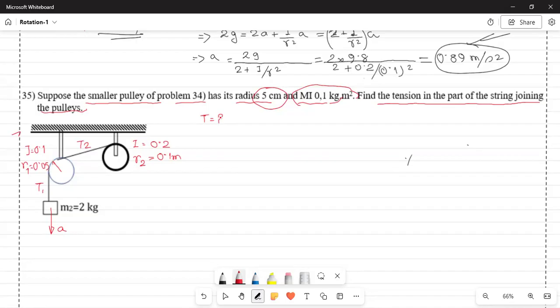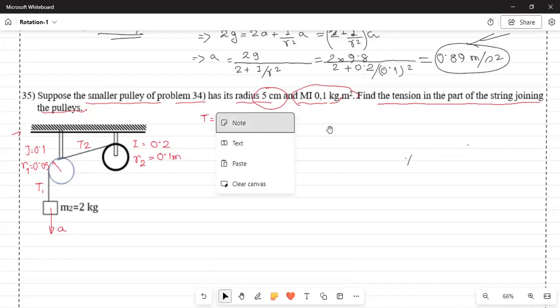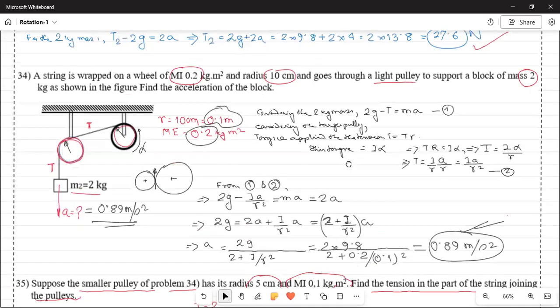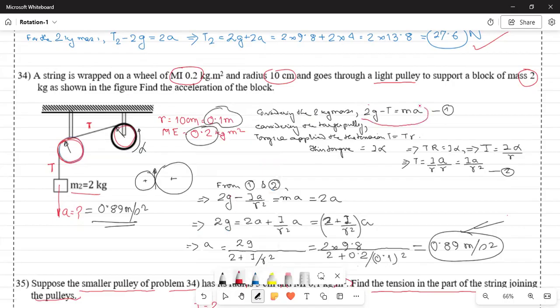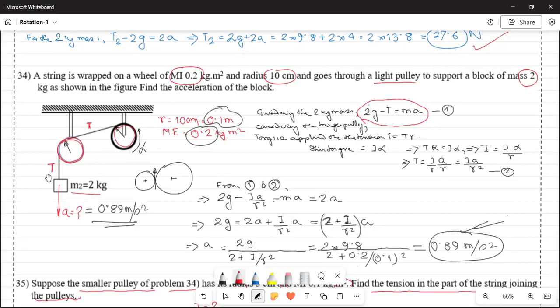Obviously, the solution to the problem is the same as the earlier problem, but you have to consider the smaller pulley in the system. In the earlier problem, this equation, 2g minus T is equal to MA. Now it will be 2G minus T1 equal to MA. But the equation remains the same.